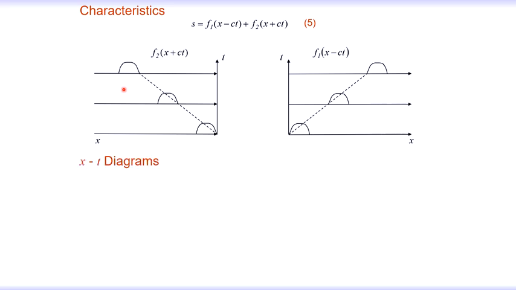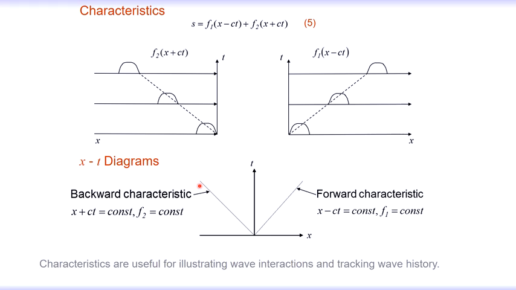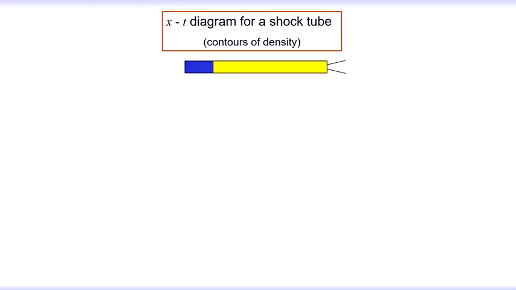So xt diagrams are quite useful for looking at these characteristics. And what we can say is that this line is a forward characteristic, x minus ct is a constant, and f1 is a constant along that characteristic, and this is the backward running characteristic, x plus ct is a constant, and f2 is constant along that line. So characteristics are useful for illustrating wave interactions and tracking wave histories. We use xt diagrams in other areas of engineering and mathematics.